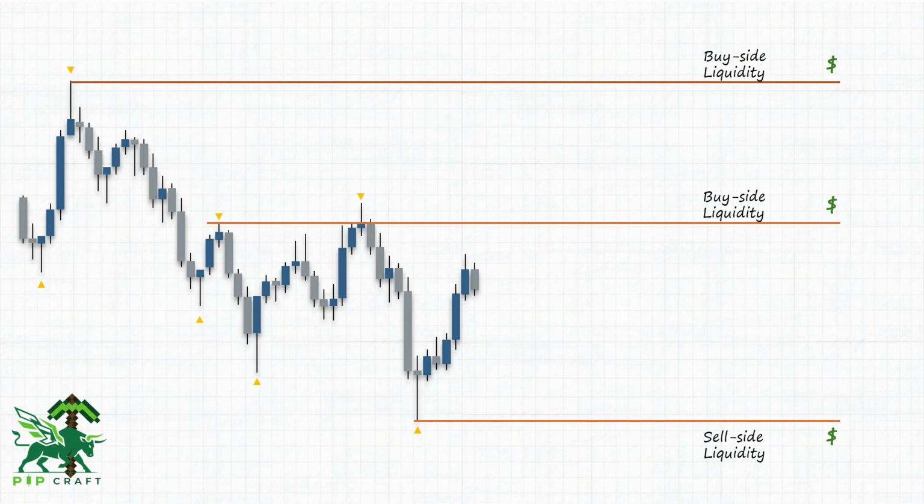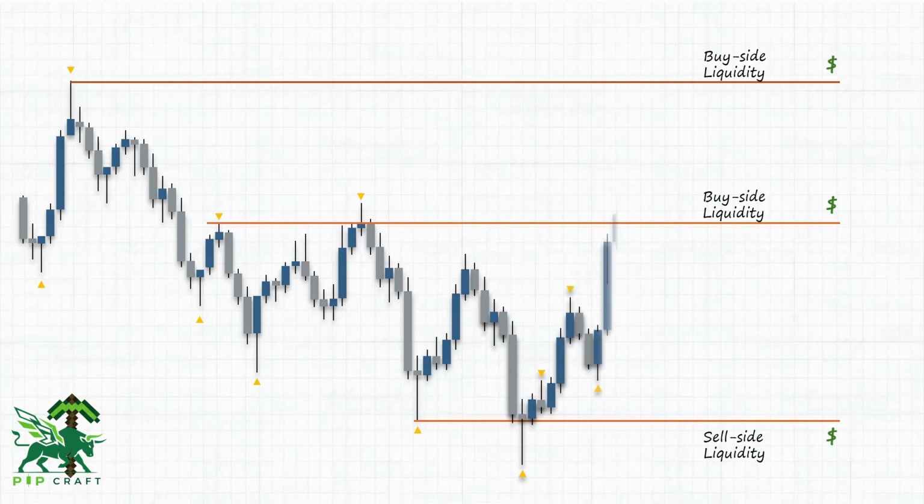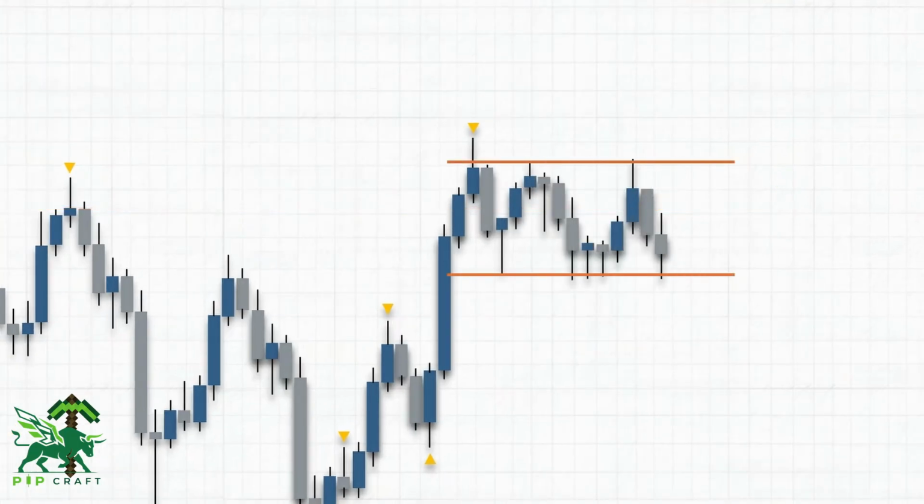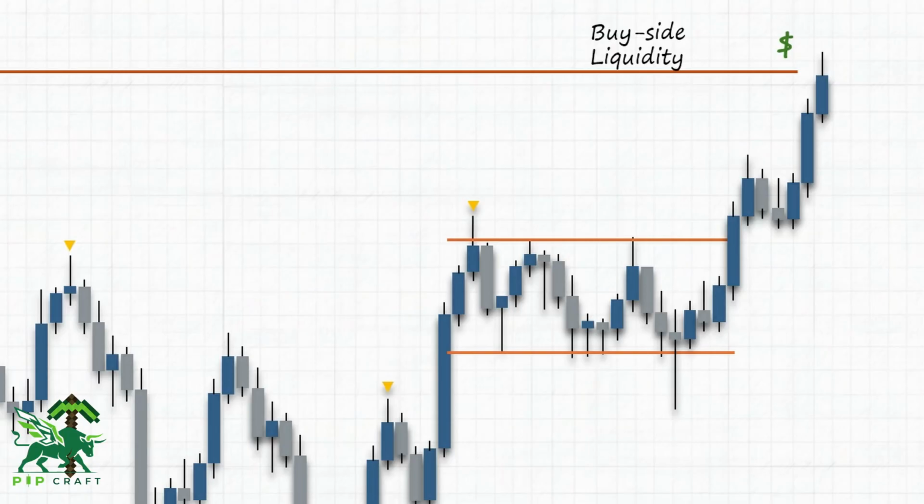Now, here's the key idea. The market is always moving from one side of liquidity to the other. After sweeping the sell-side liquidity, price will typically aim for the buy-side liquidity. Once the stops below the lows are taken and liquidity is collected, the market often shifts direction and runs toward the highs to capture the liquidity resting above them. However, sometimes the price consolidates in a range, building liquidity on both sides. Once liquidity is collected from one side, the market often shifts to the opposite side to continue the cycle.